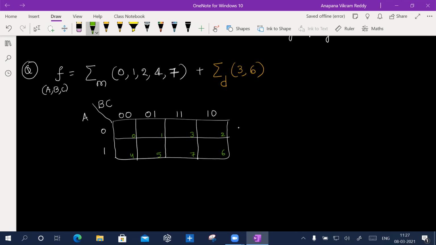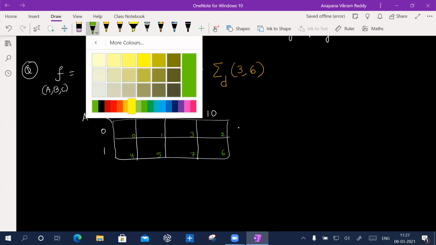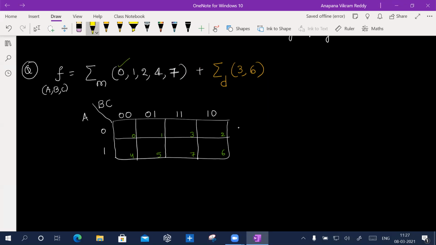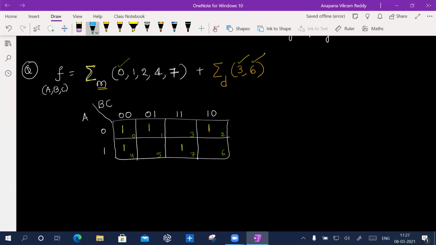Now I have the sum of minterms: 0, 1, 2, 4, and 7. I also have the don't cares 3 and 6, so I take some other color for the don't cares. So I have 3 here and I have 6.